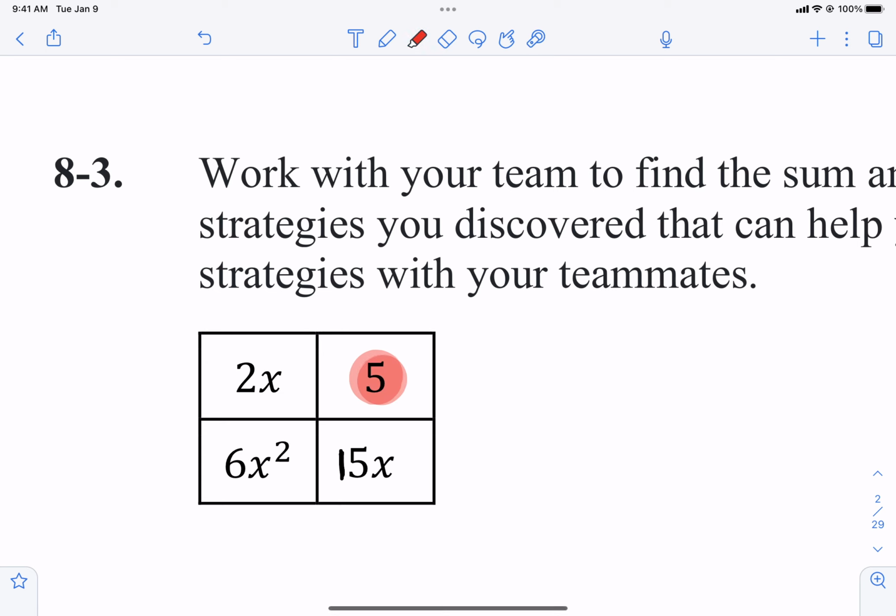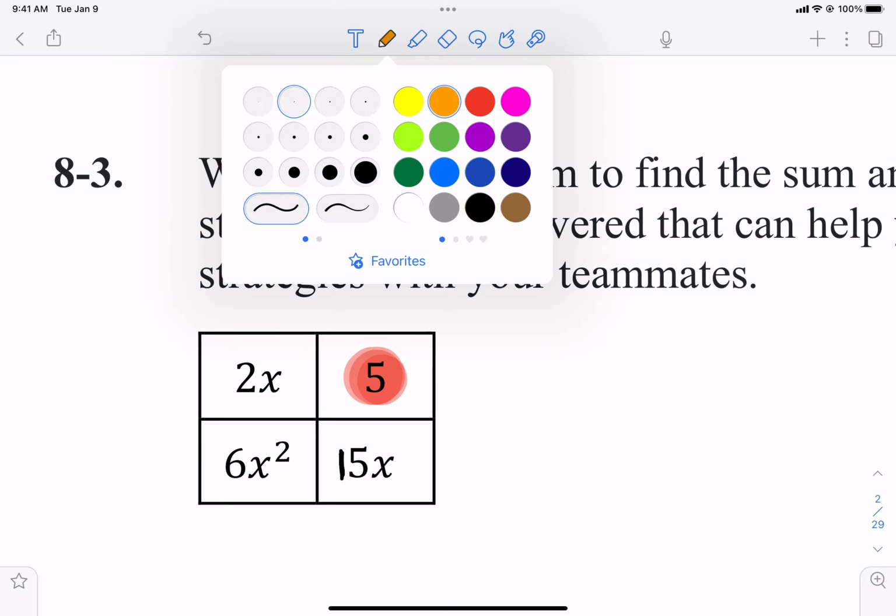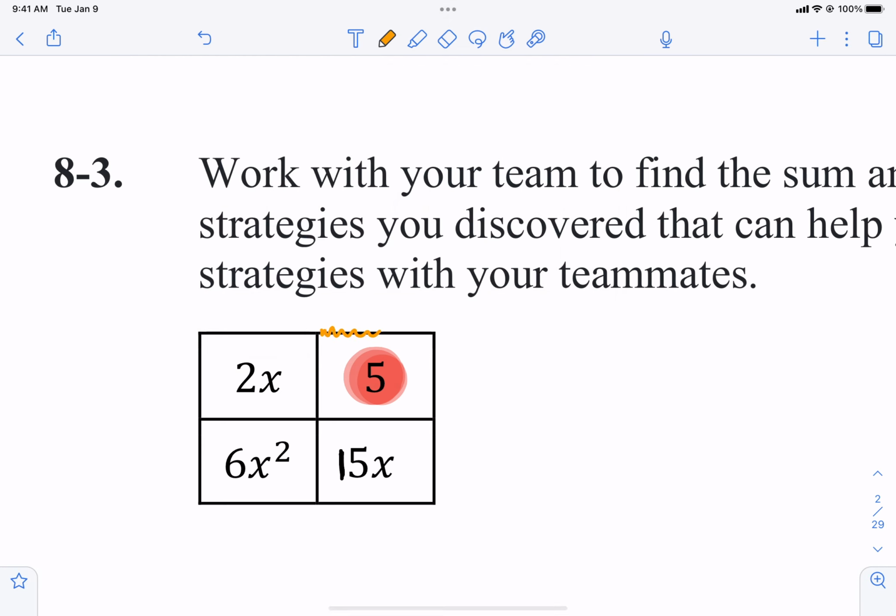Now, like I was saying, we always want to start with the simplest term. So I'm going to start with 5. And what we want to think about is what 2 numbers do we know that multiply to give us 5. And I want to put those 2 numbers on the side. Now, I'm going to start by putting a 5 here and a 1 here, because I know that 1 times 5 is equal to 5.